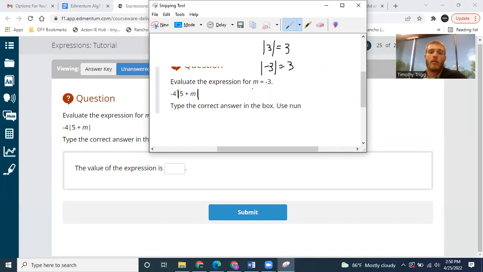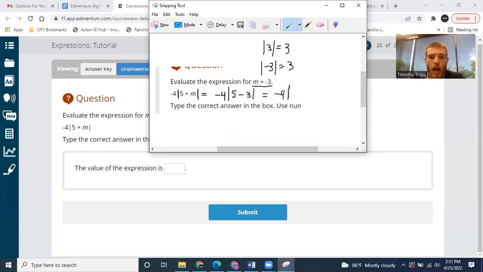Okay, and again, in this case, we're replacing the variable m with -3. So I'm going to rewrite this just as it is, except instead of an m, I'm going to write a -3. So we have -4 times the absolute value of 5 minus 3. We'll do the inside absolute value first. You generally want to do the inside of the absolute value first. Think about it kind of like parentheses.